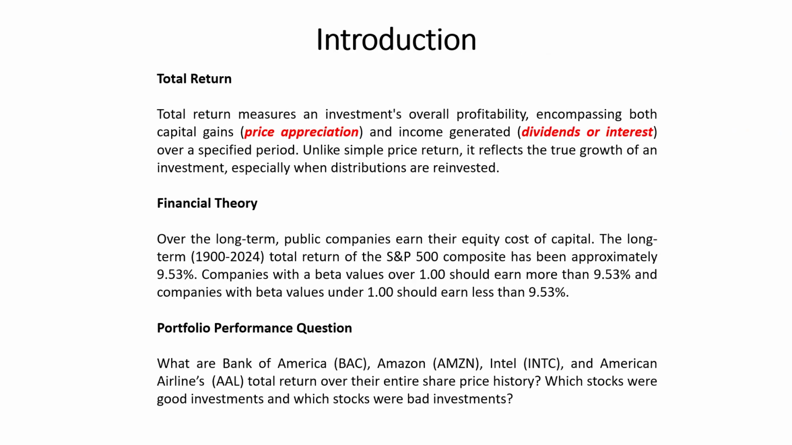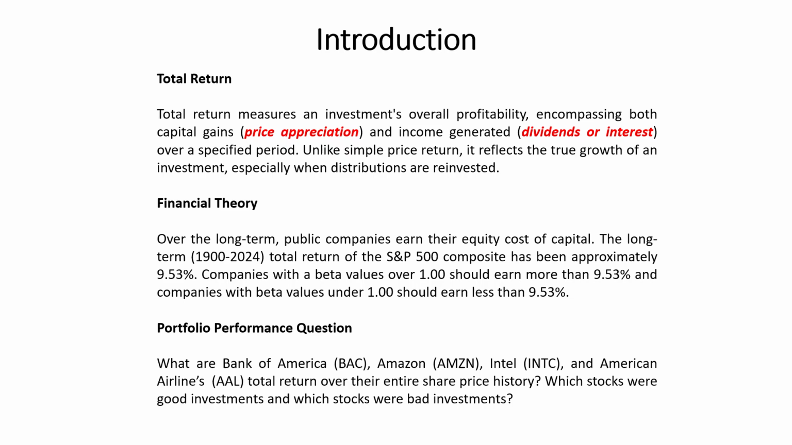The first thing that we want to do is define total return. So if you look at that first blurb, total return measures an investment's overall profitability, encompassing both capital gains and income generated. What that means is that if I take a look at, let's say, Intel stock today versus a year ago, any kind of increase in the stock price is going to be capital gains. But we also have to consider the dividends that were paid on Intel over that time period. So therefore, total return equals capital gains and losses plus dividends paid.